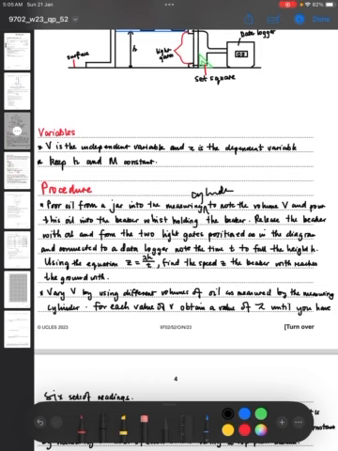So you see. Then the next part now, I talk about how to have the dependent variable Z and how to measure it. Release the beaker with oil from the two light gates positioned as in the diagram and connected to a data logger. Note the time t to fall the height h. Using the equation, this one, find the speed z with which the beaker reaches the ground. So ultimately, this culminated in us being able to find the speed z.